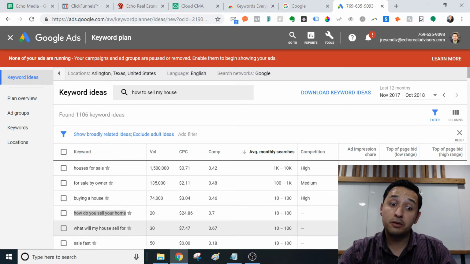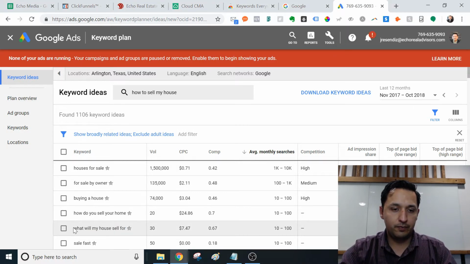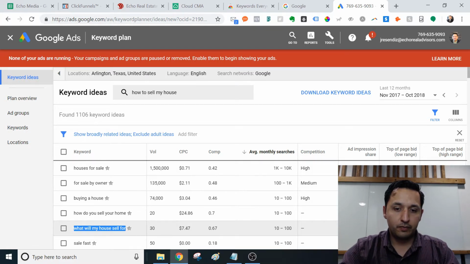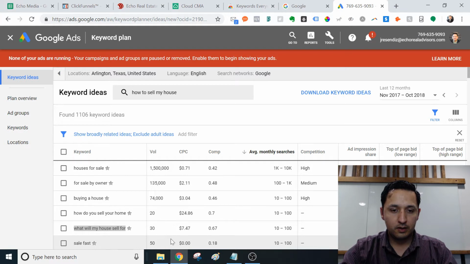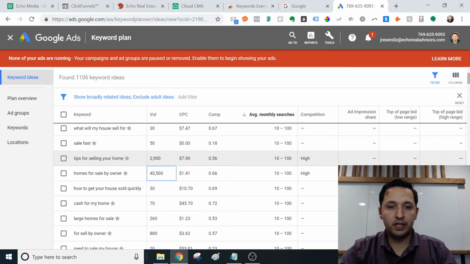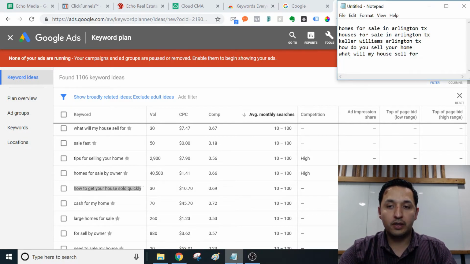That sounds very intentional to me. So I'm going to copy that and I'm going to stack it. What about tips for selling your home? You see the competition is quite high in that. Homes for sale by owner, you see the competition is high on that. How to get your home sold quickly, I don't see much competition, and I want that. And then I would go through it.